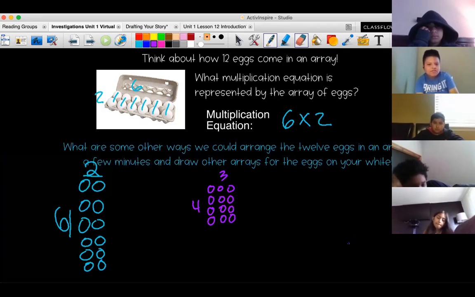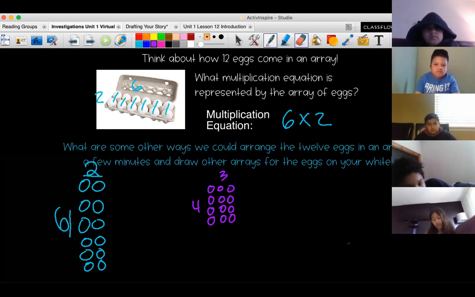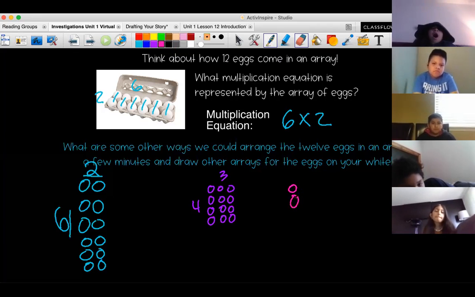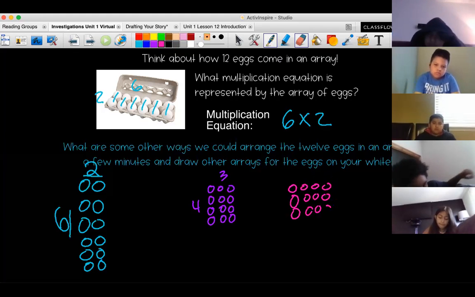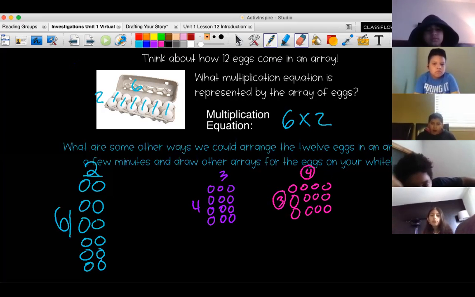I think we could do 5 times, no, 4 times 3. So yep, we could flip it, right? Instead of 4 rows and 3 columns, we could do 3 rows and 4 columns. Very good. Does anybody else have another one? Because there are 2 more.